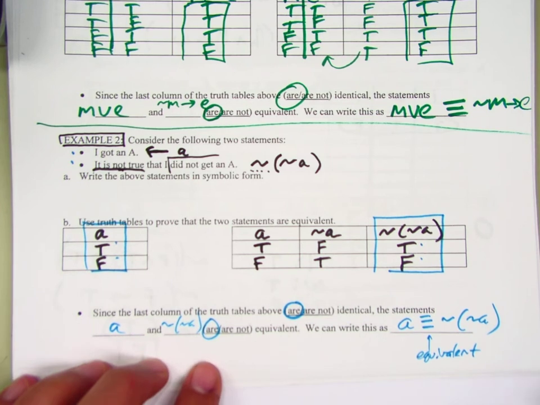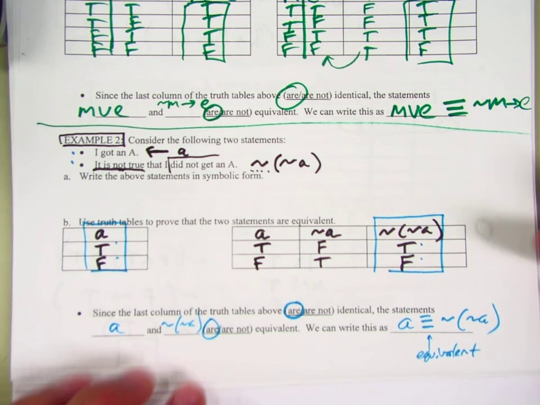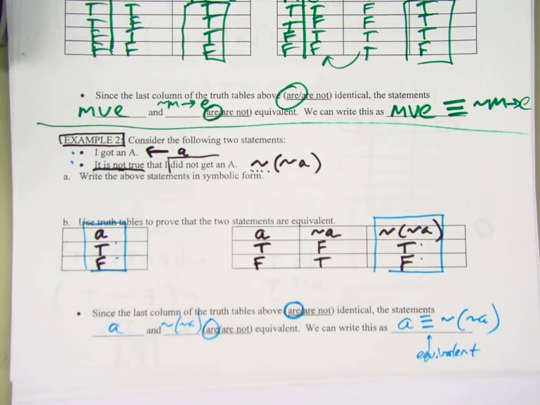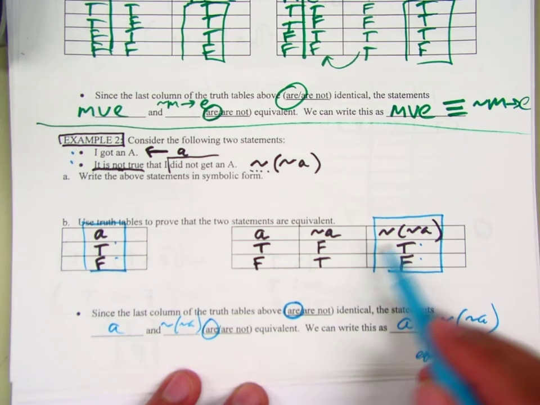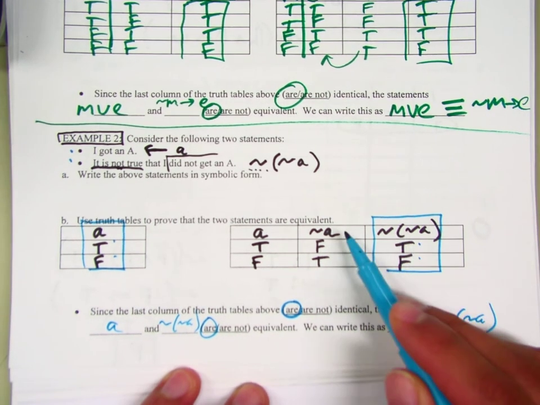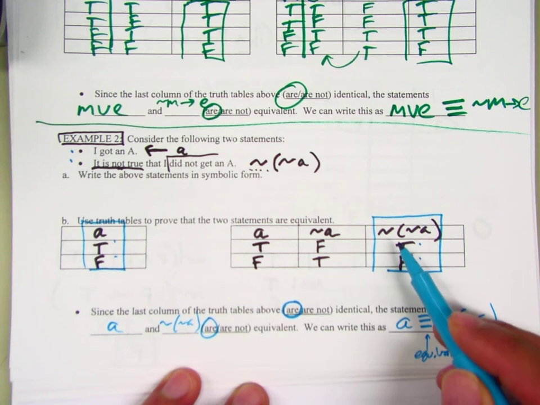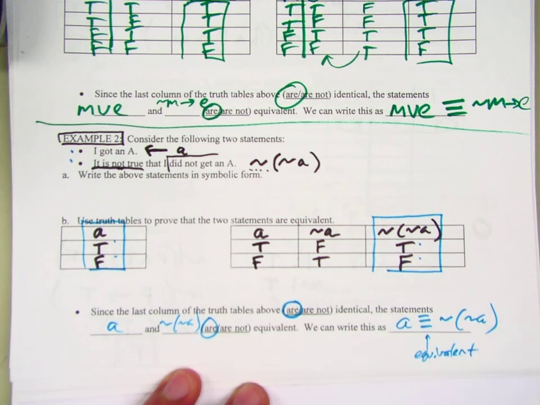All right, so are there any questions on equivalent statements? Yes? How did you know that the last one was true or false? Because here you're negating the previous column. So if it's false, it goes back to true, and true goes back to false. Oh, okay. Anything else? Okay. Page 2.